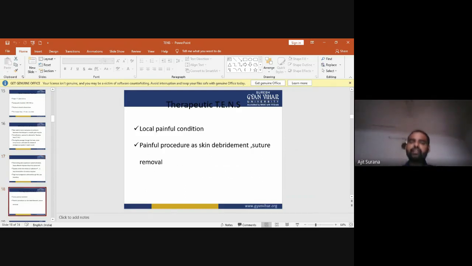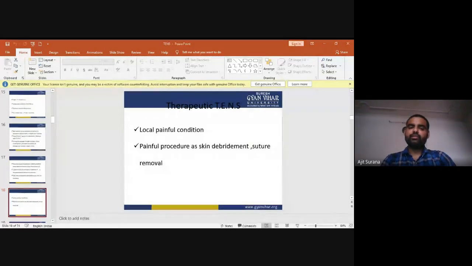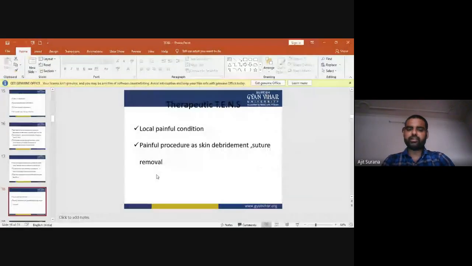Now, the therapeutic uses of brief TENS. They are mainly used in local painful conditions and painful procedures such as skin debridement and suture removal.